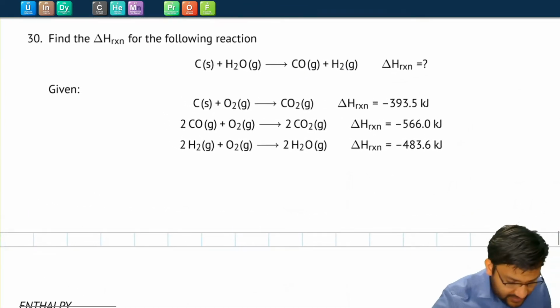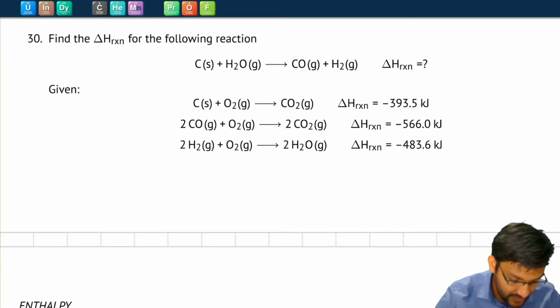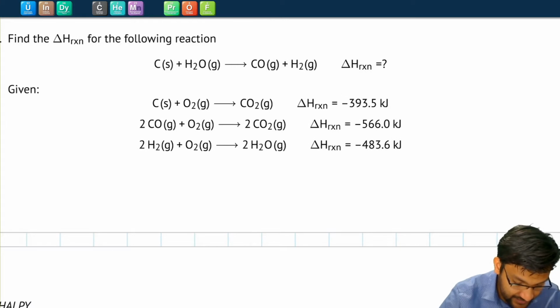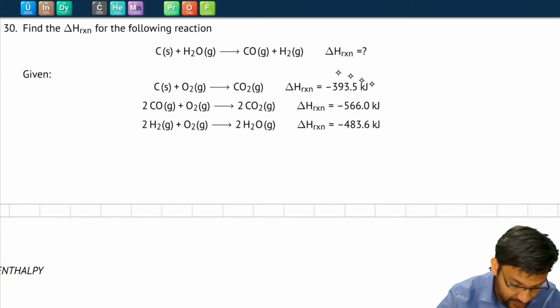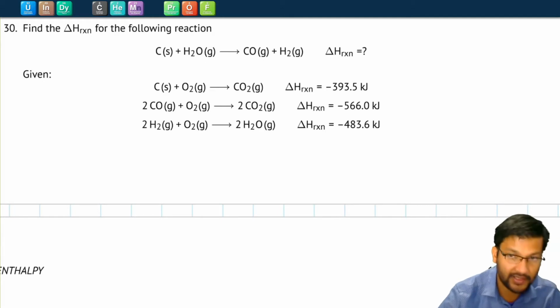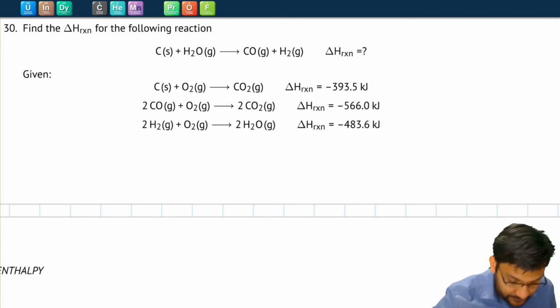So let's see how we can use Hess's law to find a delta H of a reaction. So let's look at number 30. We have a reaction, carbon plus water vapor, going to give us carbon monoxide and H2 gas, and they want us to find the delta H for that reaction. But the way we're going to find delta H for that reaction is by using these three other reactions that they give us. So we need to figure out what steps and what order we need to add up these equations on the bottom to get the final reaction on top, and then figure out the delta H from the various different steps.